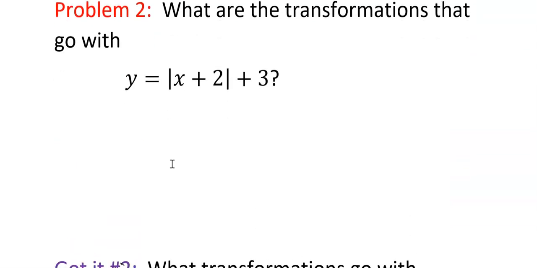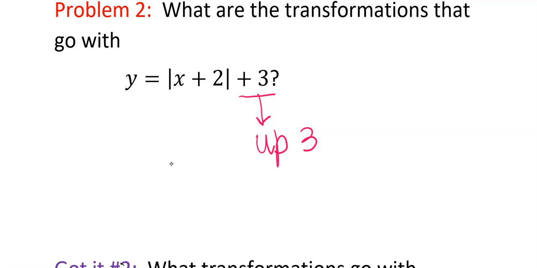Okay, so what are the transformations that go with this equation? Y equals absolute value x plus 2 plus 3. So what does the plus 3 do? That's always the easiest one. Up 3. Okay? You can do them in any order. It doesn't matter at all.